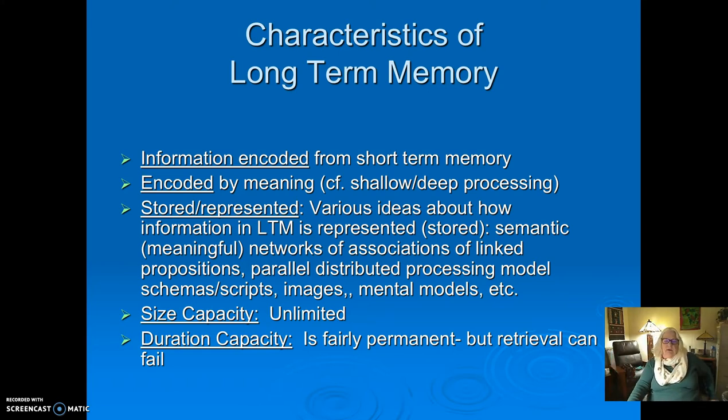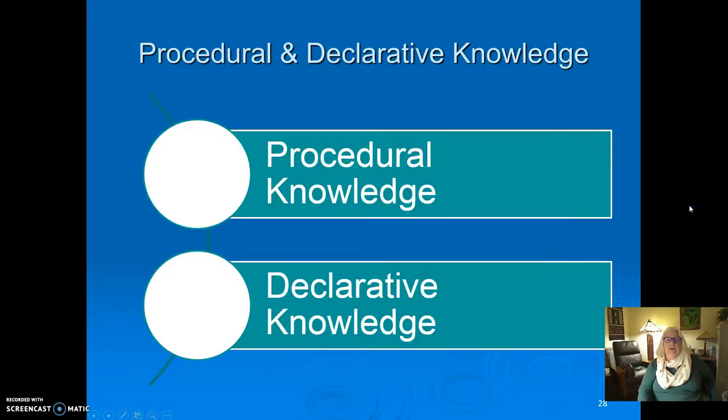Now, also we have to do that well so we can retrieve the information. And how long is that memory in there? Well, it's fairly permanent, but retrieval can fail. And when you can't recall something, it could be retrieval has failed, or maybe really you didn't get the information encoded in a way sufficient to be recalled.